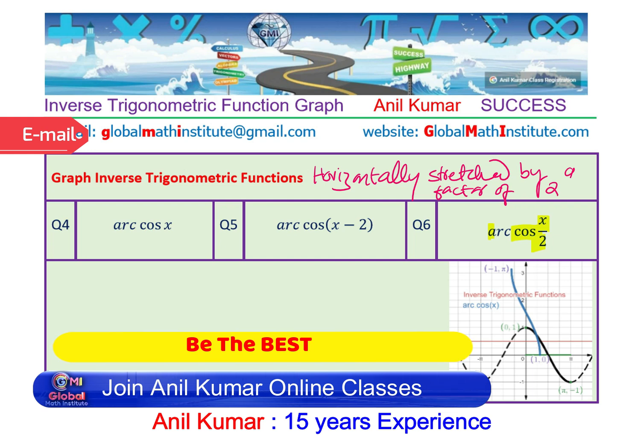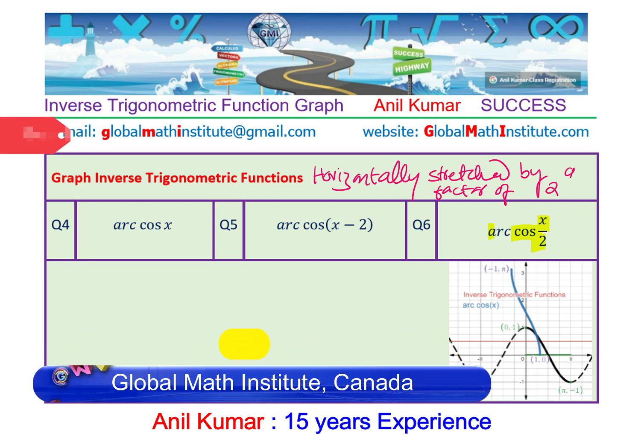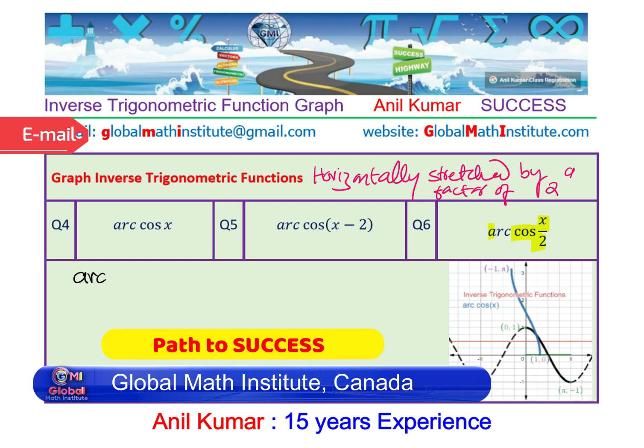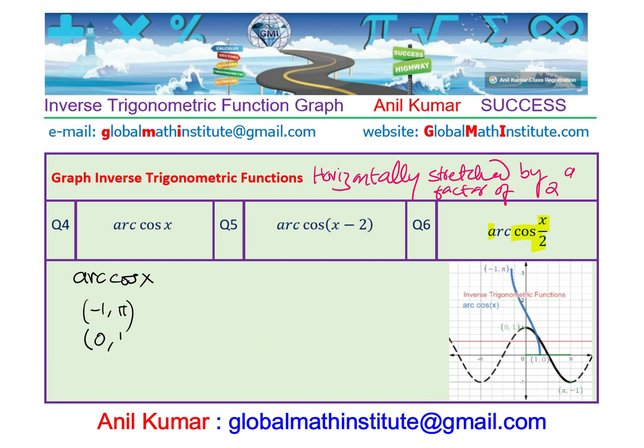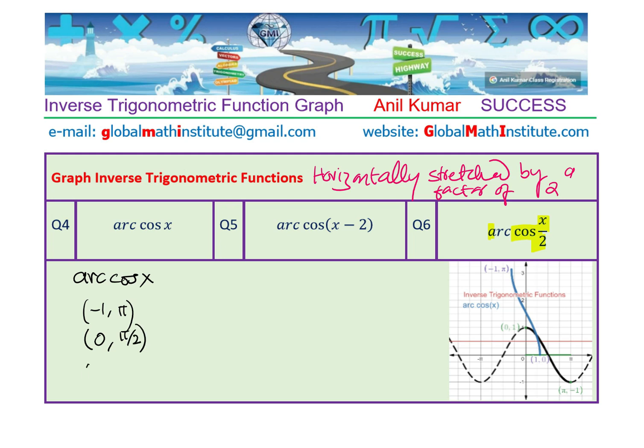So again, begin with arc cos x. Let me write down the coordinate points for arc cos x. This is going to be a process, correct? Starting with minus 1, pi, correct? So the numbers and the radians, right? Do you see? It becomes easy to do it, right? You get the idea. And then we'll write down this time arc cos x by 2.